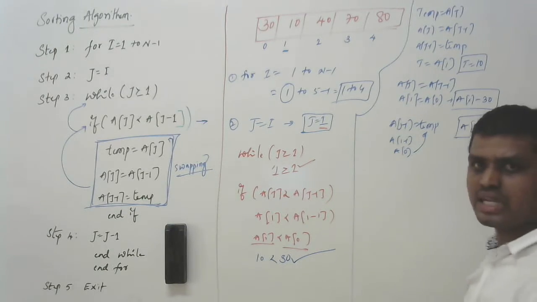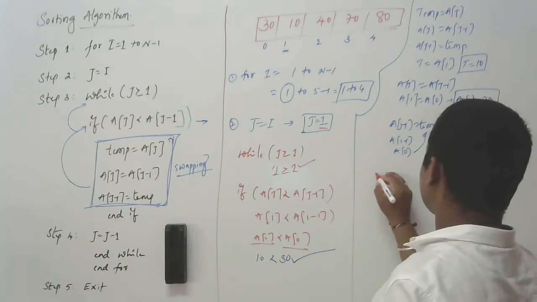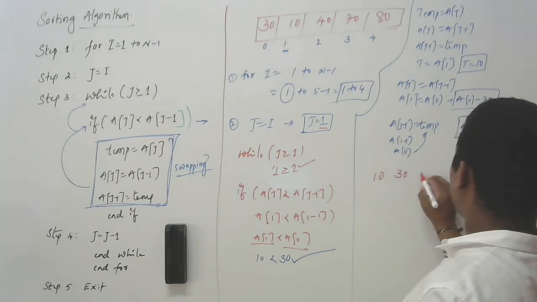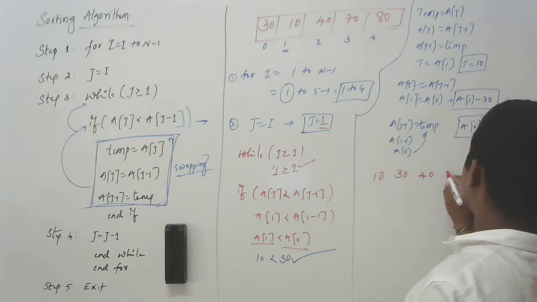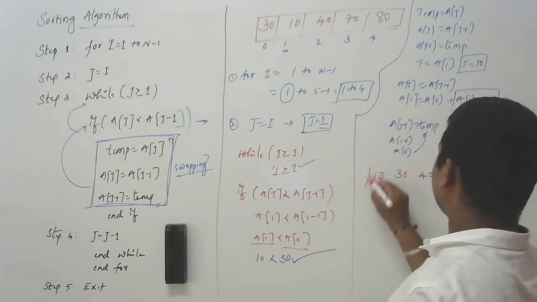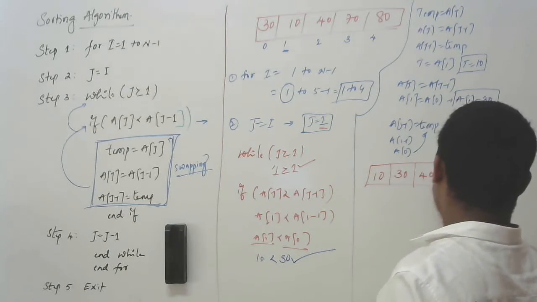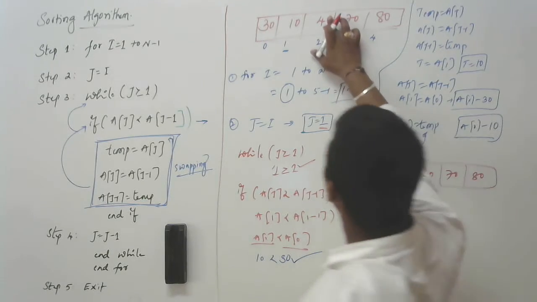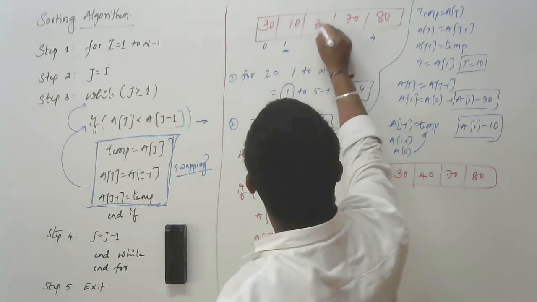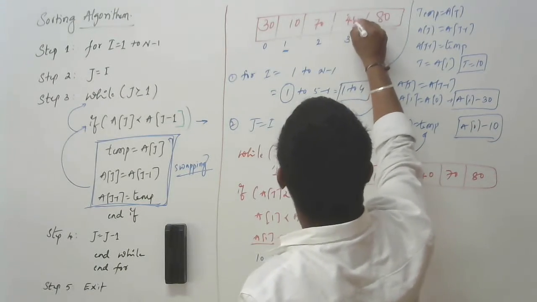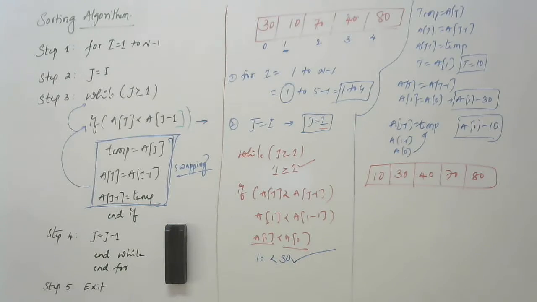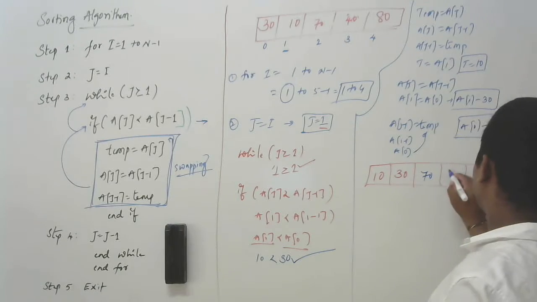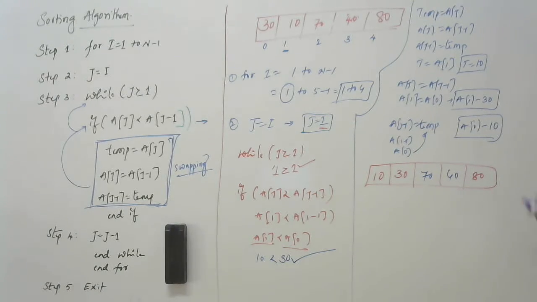So the first iteration, what did you get? The resulting values are 10, 30, 40, 70, 80. This is one swapping operation. I have just taken one example. Suppose this was 70 and this was 40, then again you need to change. So that time it would become 70 here and 40 here. So it is still not in sorting order.